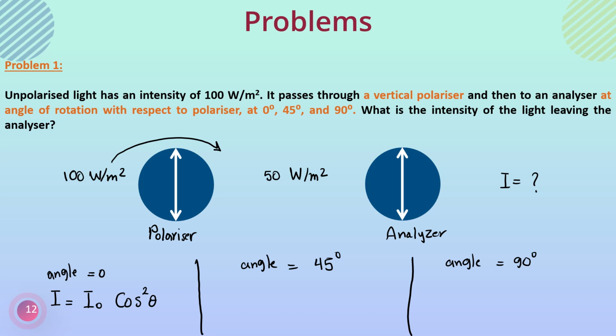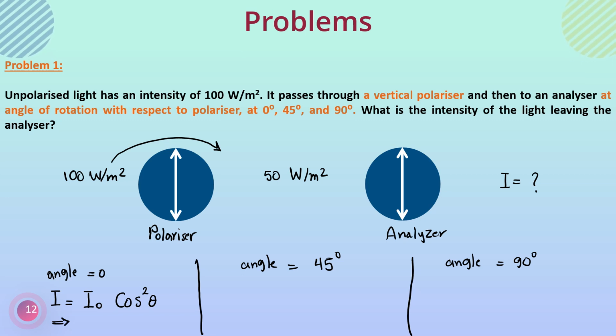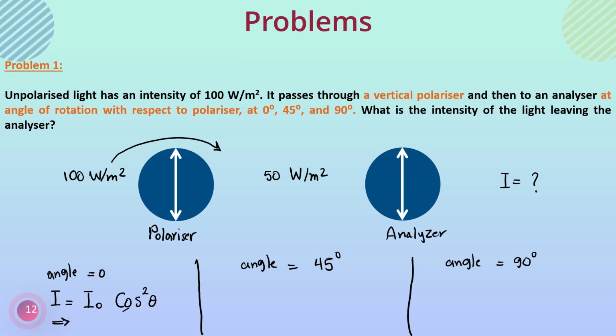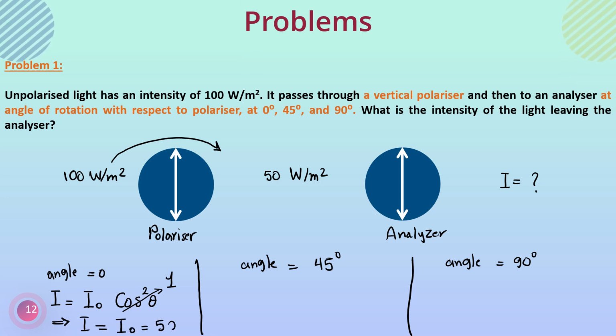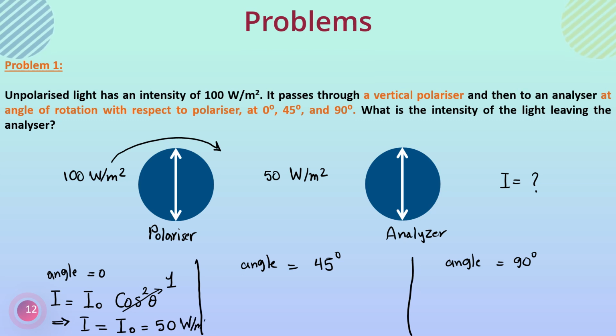So the angle is 0. What do we mean by the angle is zero? That the rotation axis between the polarizer and analyzer is the same. So basically that means cosine 0 is 1, because the axes are the same. They are identical. So I will equal I naught, which is basically, how much was it here? It was 50, right? So it's 50 watts per meter square.